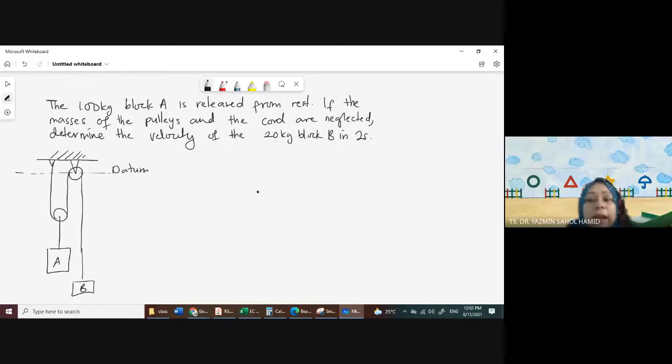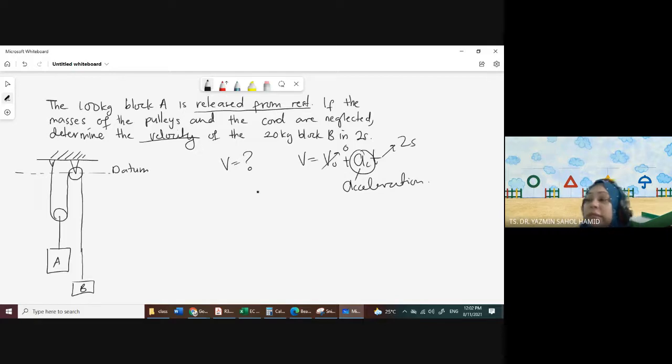Dah, okay. The 100 kilogram block A is released from rest. If the masses of the pulley and the cord are neglected, determine the velocity of the 20 kilogram block B. So kat soalan ni pun sama, dia minta velocity. So basically we can use this formula to find the velocity. And we know V naught is 0 because it's released from rest. T kita dah ada, 2 seconds. But what we need to do is find the acceleration.